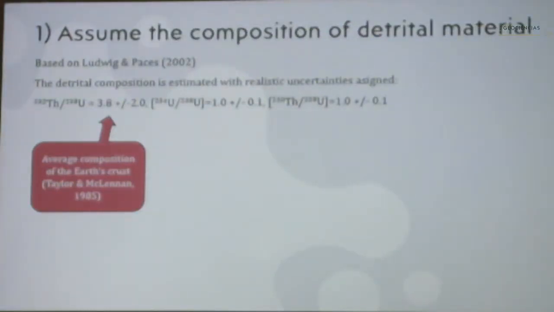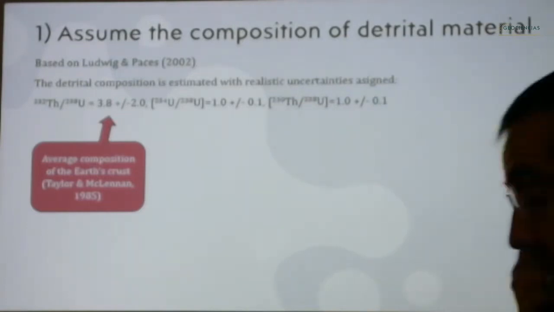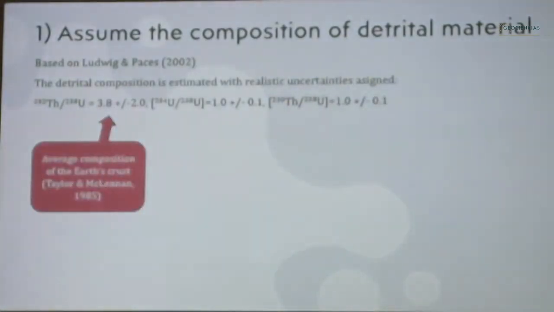Ross Taylor and Stuart McLennan worked a lot in the 1980s, and they determined that the thorium-238 to uranium ratio for the crust, the average composition, is 3.8 plus or minus 2. So it's a large range. So what Ken Ludwig said was, okay, we can assume that the detrital composition is very likely to fall within these limits of uranium and thorium ratios.